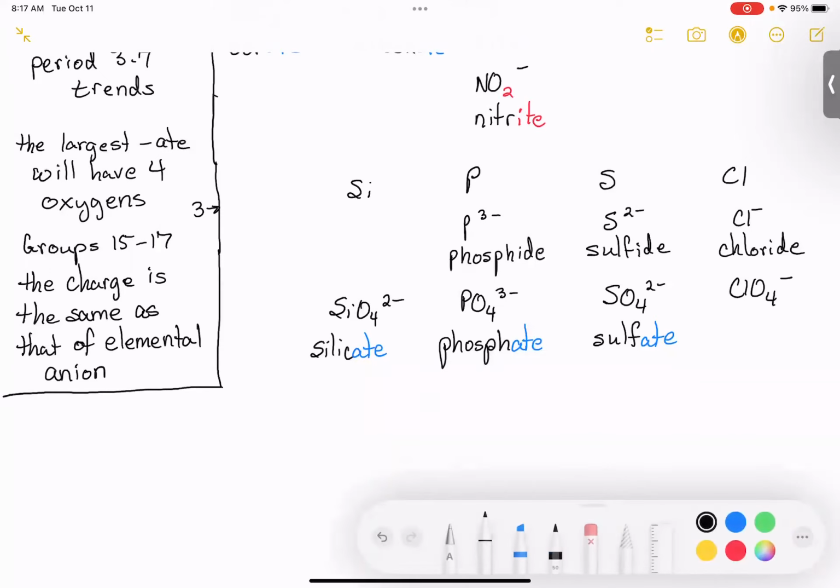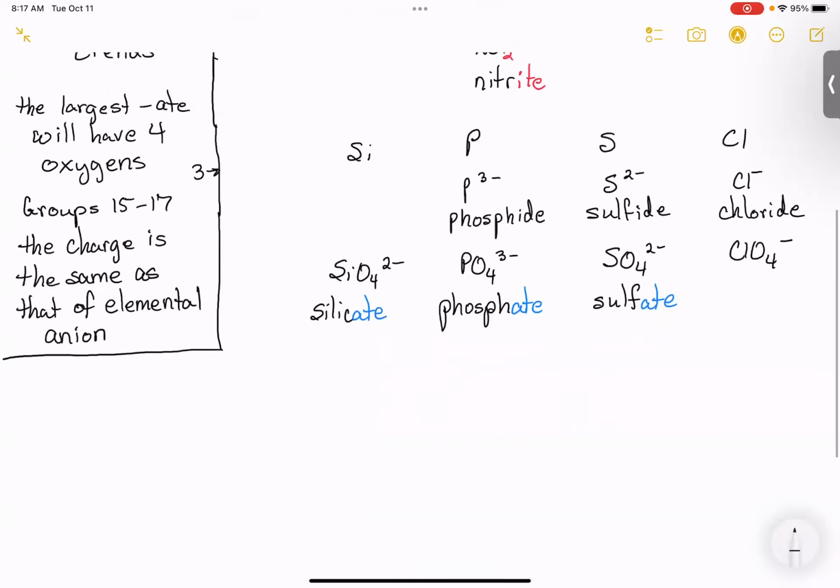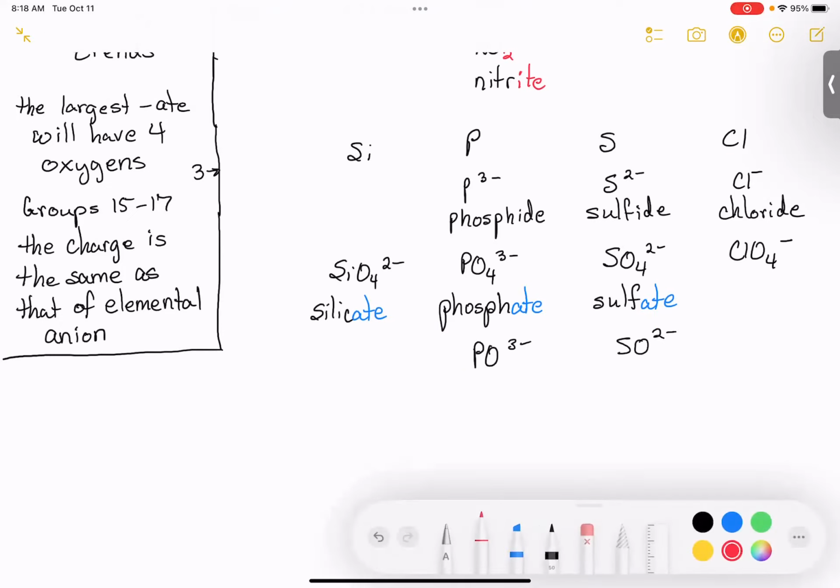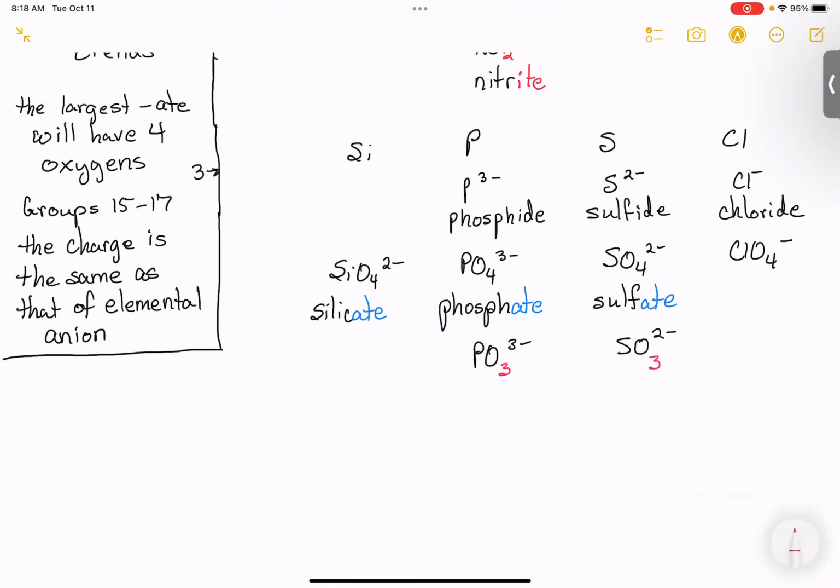Now again, group 15 and group 16 are going to be families of 2. And the only thing that's going to change again is the number of oxygens. It's going to drop by 1.